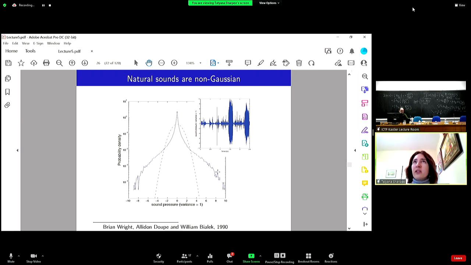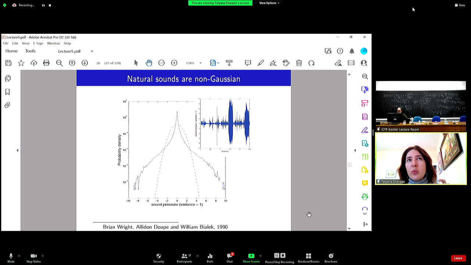So to provide more context, for example, when you hear a person speaking, you have bouts of high volume and then silence. So the variance is modulated in time.